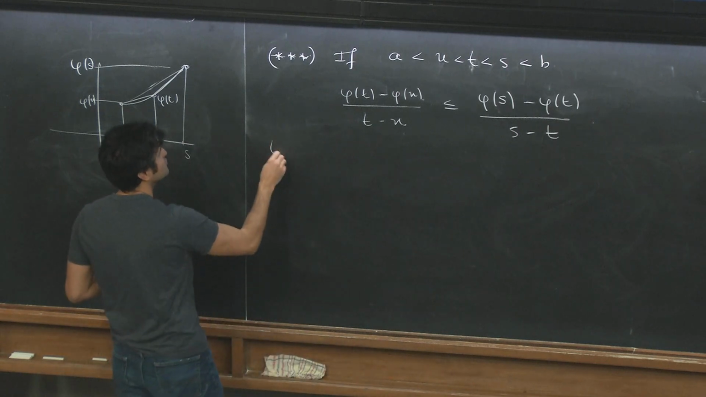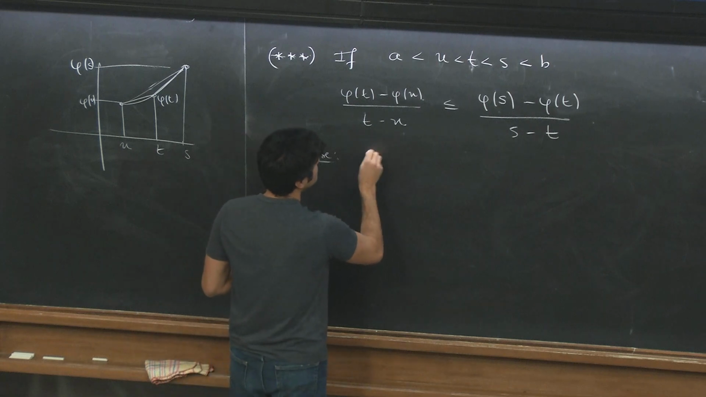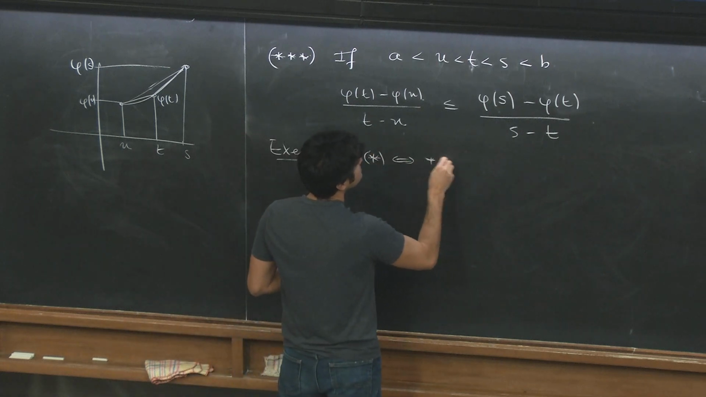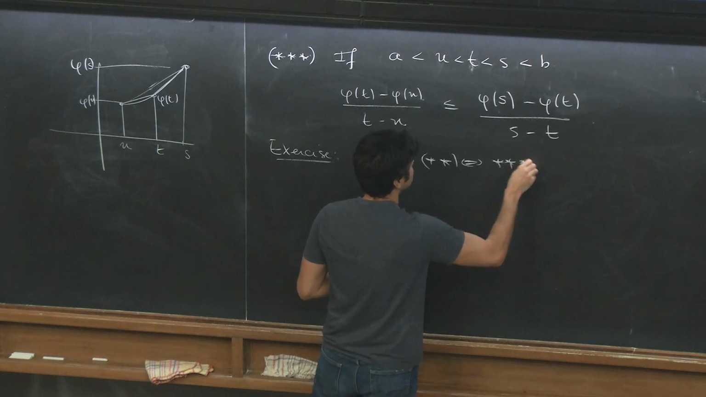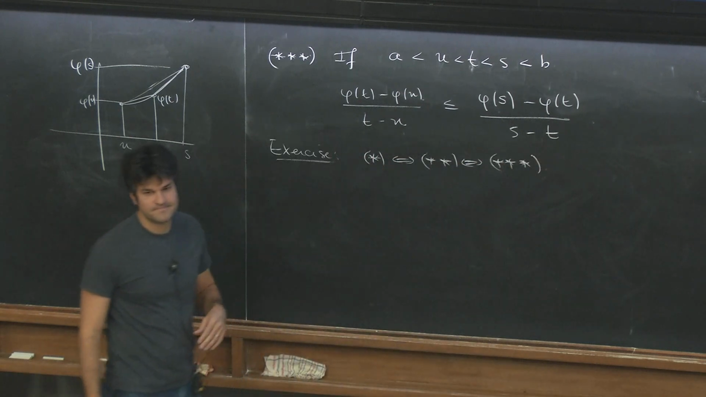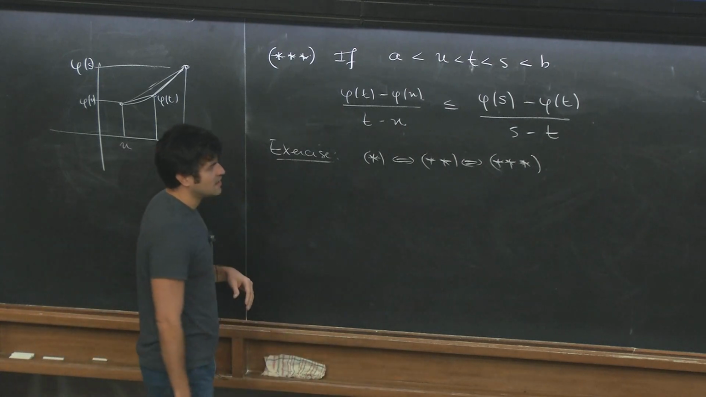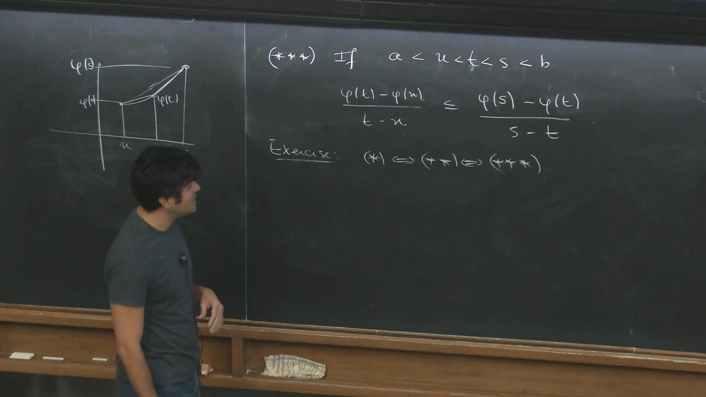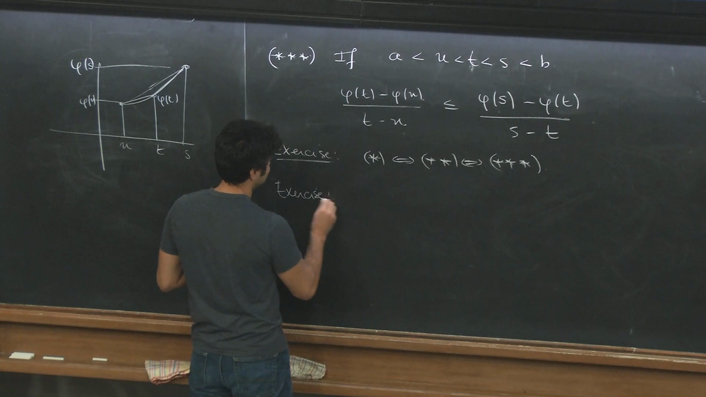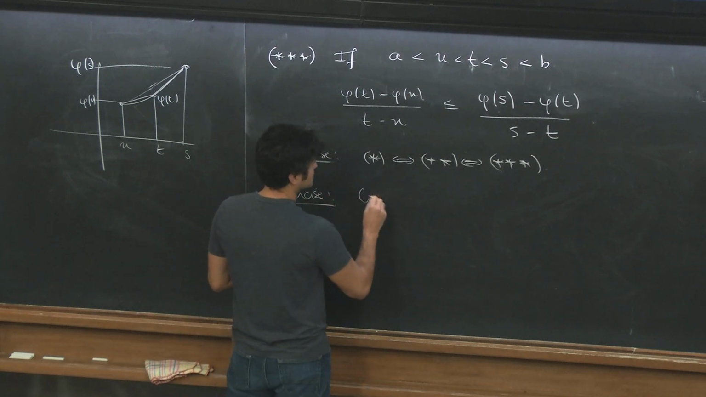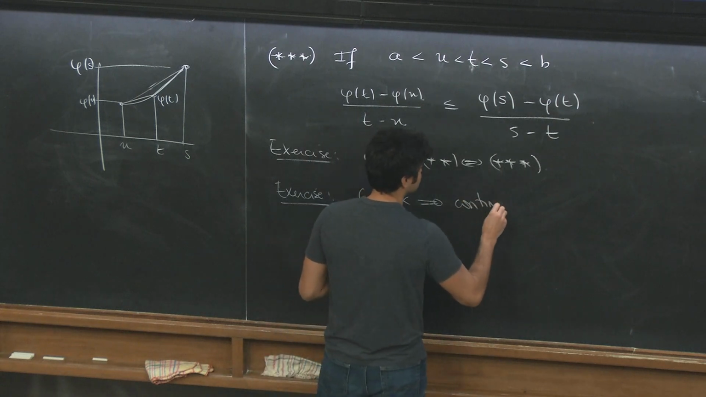So my claim to you, for you to verify, is that these are three ways of saying the same thing. The second exercise for you is to actually verify that a convex function is continuous.